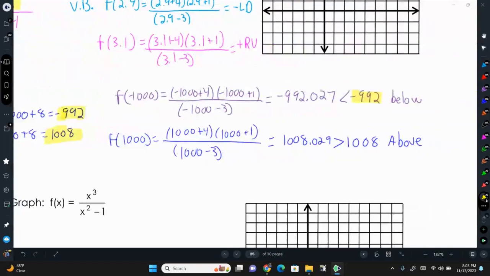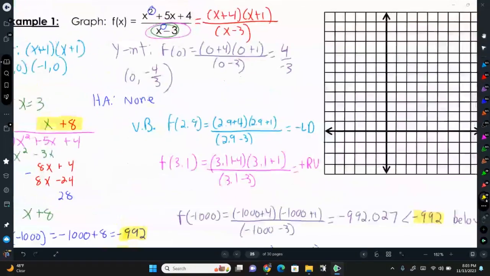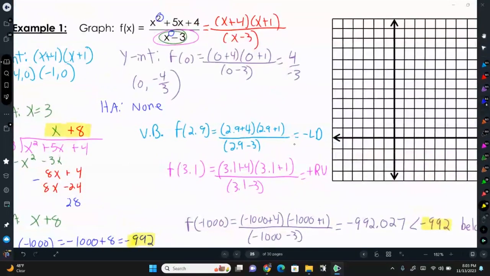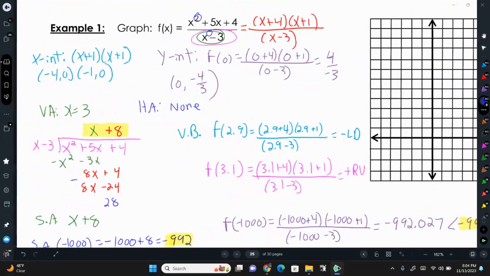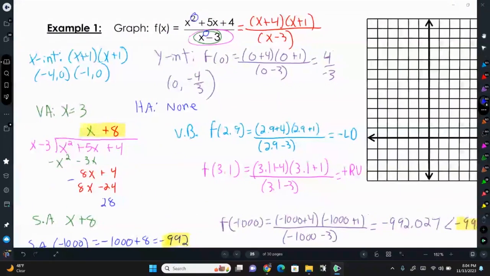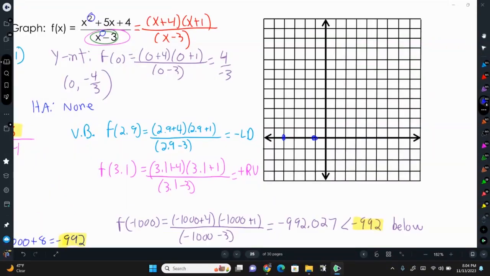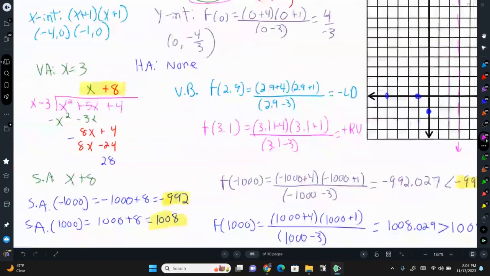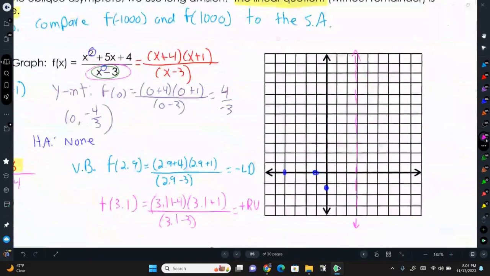All right, so now we have all our information and we're going to start with our sketch. We have our x-intercepts at negative 4, 0 and negative 1, 0. We have our y-intercept at 0, negative 4/3, which is a little bit smaller than negative 1. We have our vertical asymptote at x equals 3. And now our slant asymptote is the equation x plus 8. So let's go up to 8 on the y-axis.